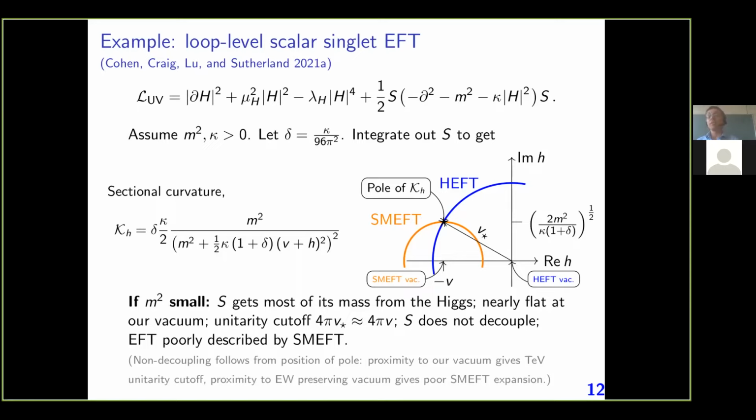So through the position of this pole and just seeing how kappa h varies in field space, we understood that there is a class of theories where things can look relatively flat, aka relatively standard model-like, where we live at the HEFT vacuum, but things can be varying rapidly at the SMEFT vacuum due to the proximity of a pole. And this means that the SMEFT description of these theories is not going to be very good.